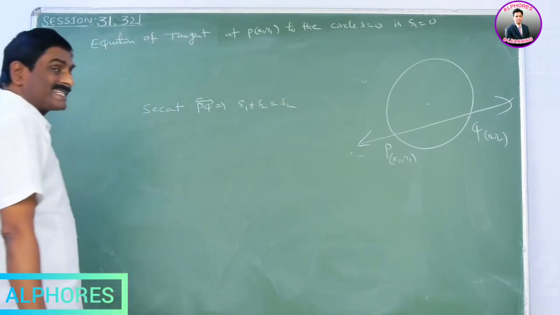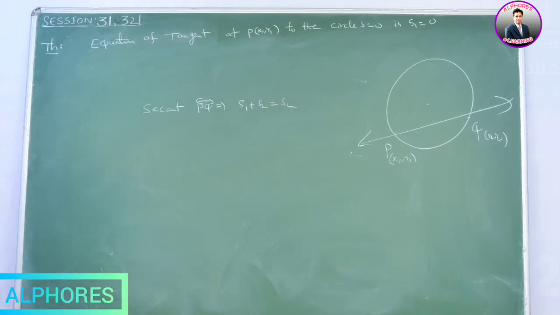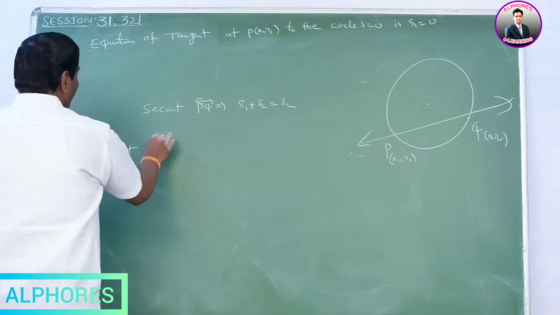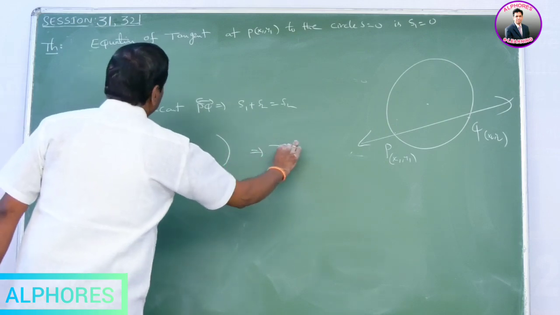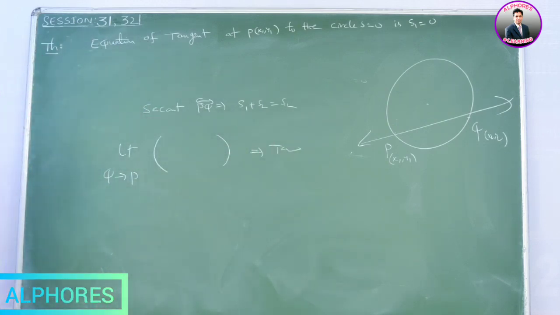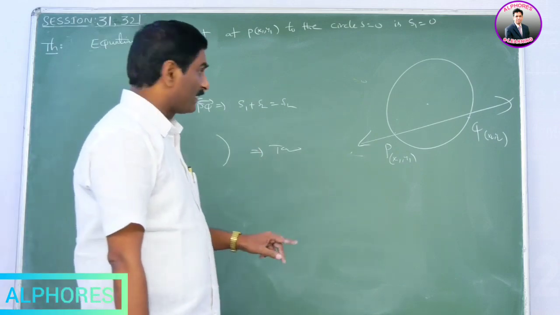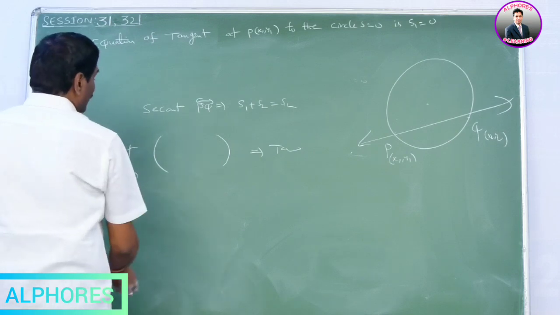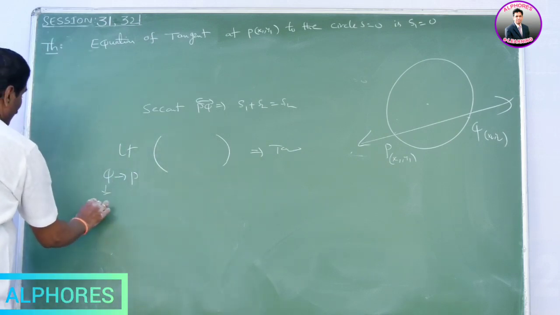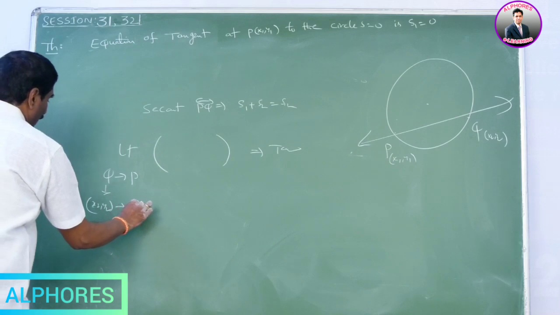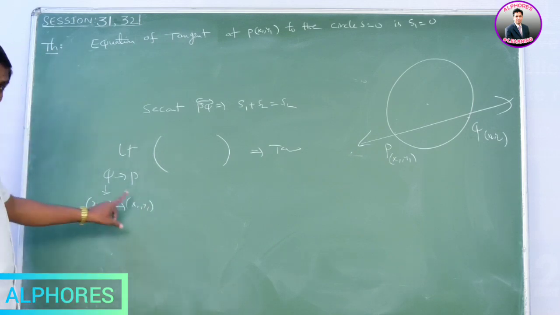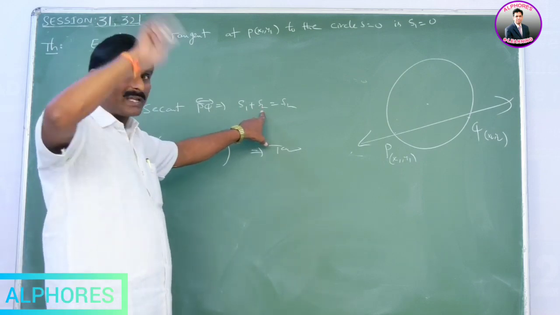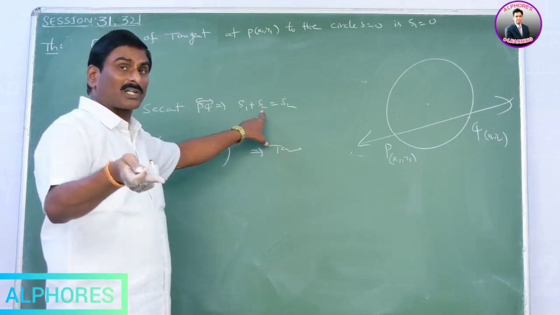Okay. This secant line becomes a tangent when Q approaches P. Suppose the limit of Q approaches P, this secant line is nothing but the tangent. That means Q approaches P means Q is equal to P. Q means (x2, y2), P means (x1, y1). (x2, y2) approaches (x1, y1). So S2 can be replaced as S1, since (x2, y2) approaches (x1, y1).